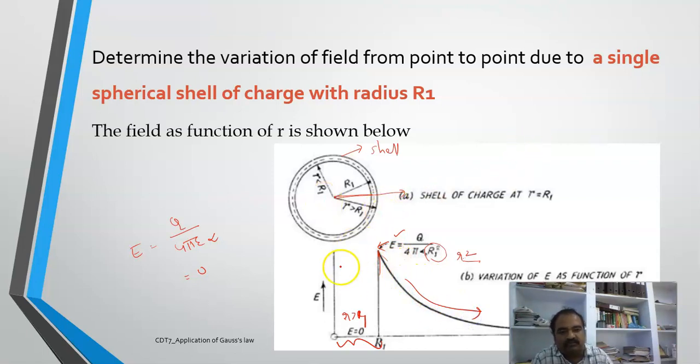So initially 0 till the surface. At the surface it is maximum, and again it is decreasing to the minimum level. And it may reach 0 at infinity. This is the first case, due to a single spherical shell of charge with radius r.